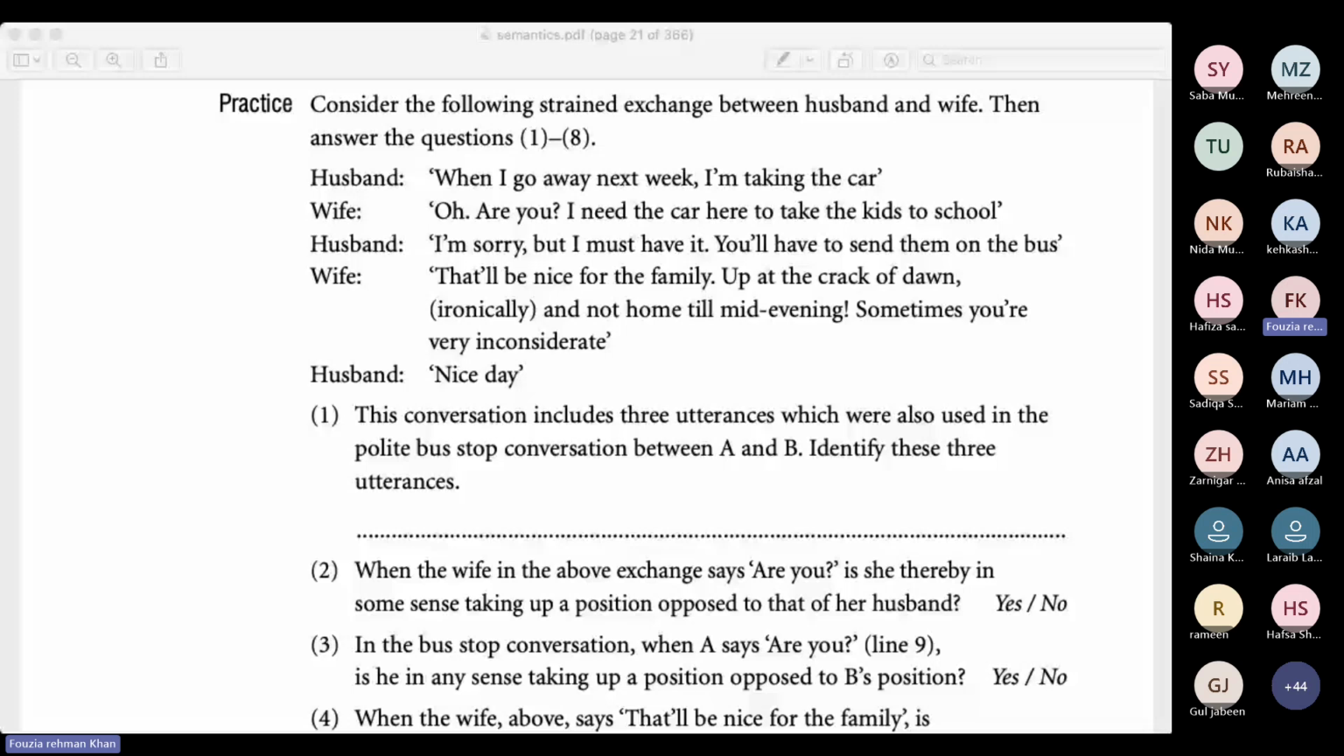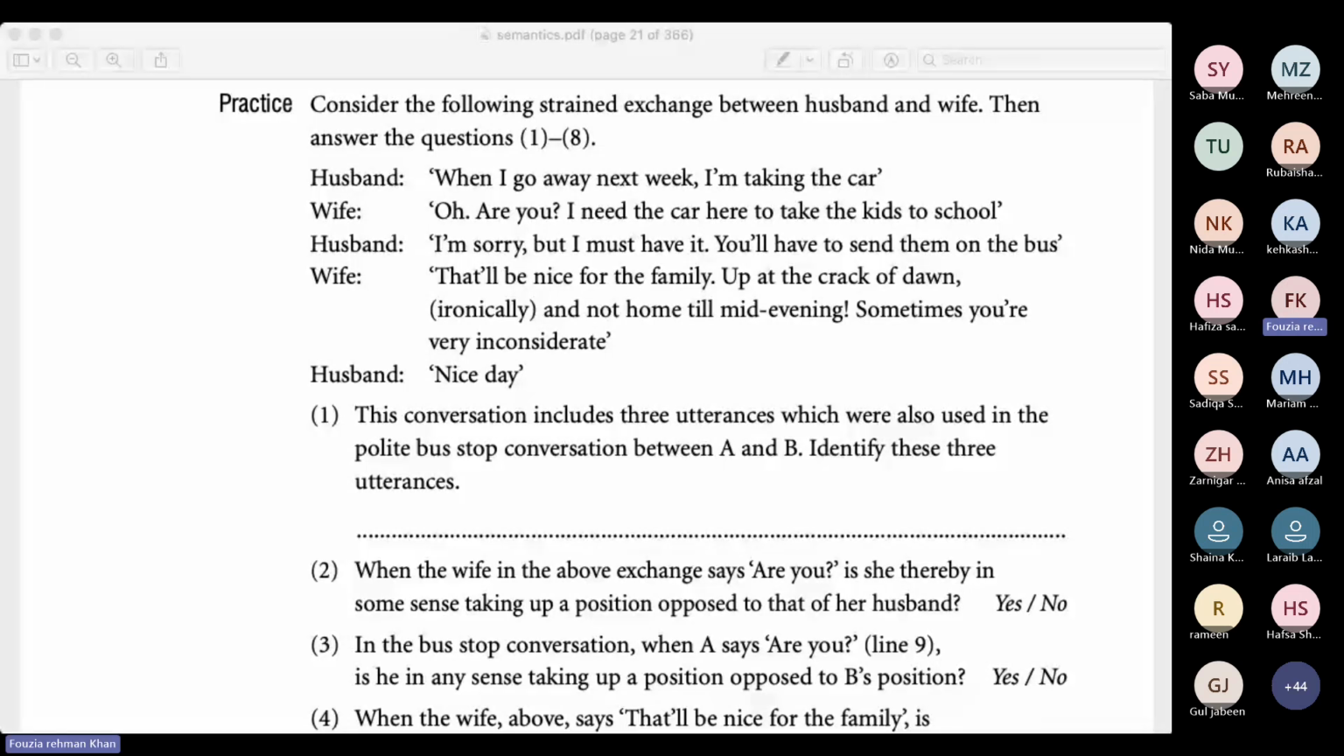In the first conversation they actually mean it, that the vacations would be nice for the family, but here the wife is being ironic. Do you know what irony is? Irony is speaking the opposite of what you mean. Her intentions are not of appreciation, but of irony. She just means the opposite, that it would not be nice for the family. She's saying that will be nice for the family, but actually she means that this would not be nice for the family, right?